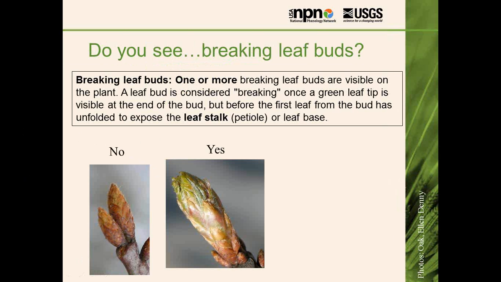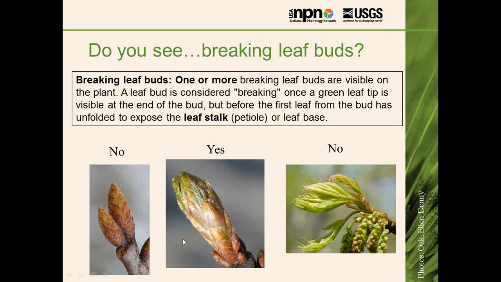In the next photograph, you can see that the green leaf tips are visible at the end of the bud. So you would report a yes for breaking leaf buds. In this last photo, you would report a no for breaking leaf buds, and that's because you can actually see that leaf stalk or petiole that's visible in between the leaf and the stem. So that would be a no for this question of breaking leaf buds.